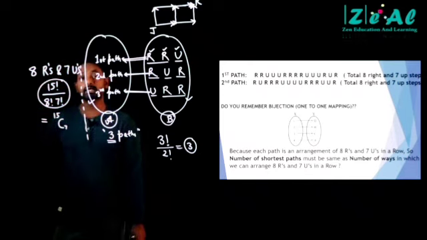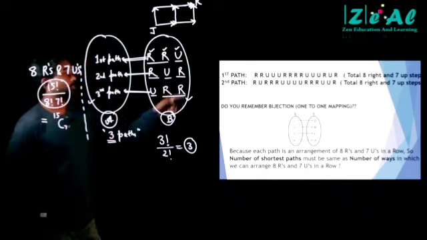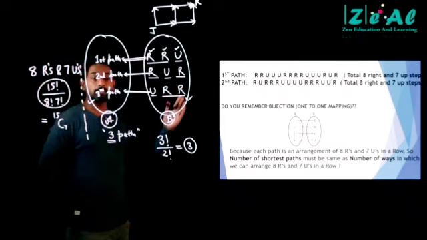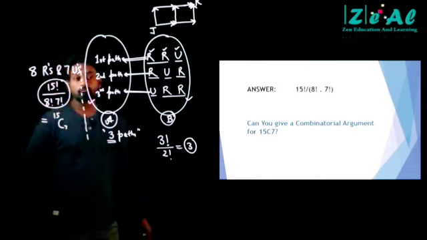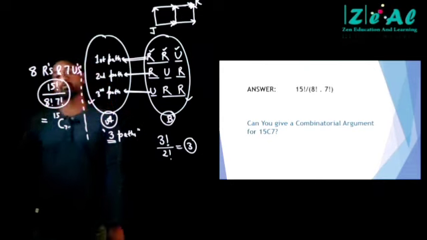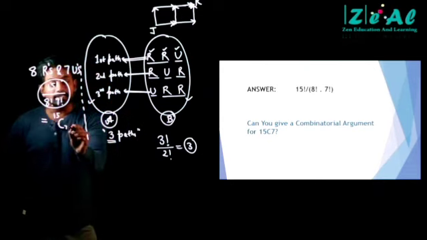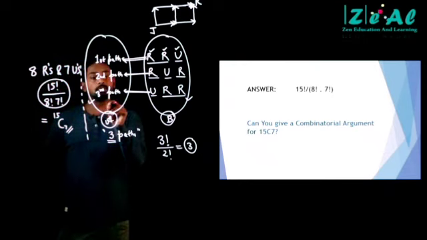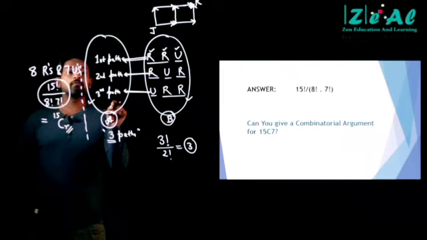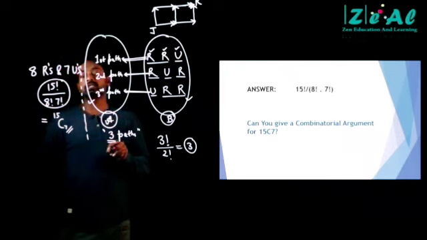We got our answer. If you want to verify, in the next picture here, you will see the answer. 15 factorial divided by 8 factorial into 7 factorial, 15C7. In the same picture, you can see there's a question: can you give a combinatorial argument for 15C7?